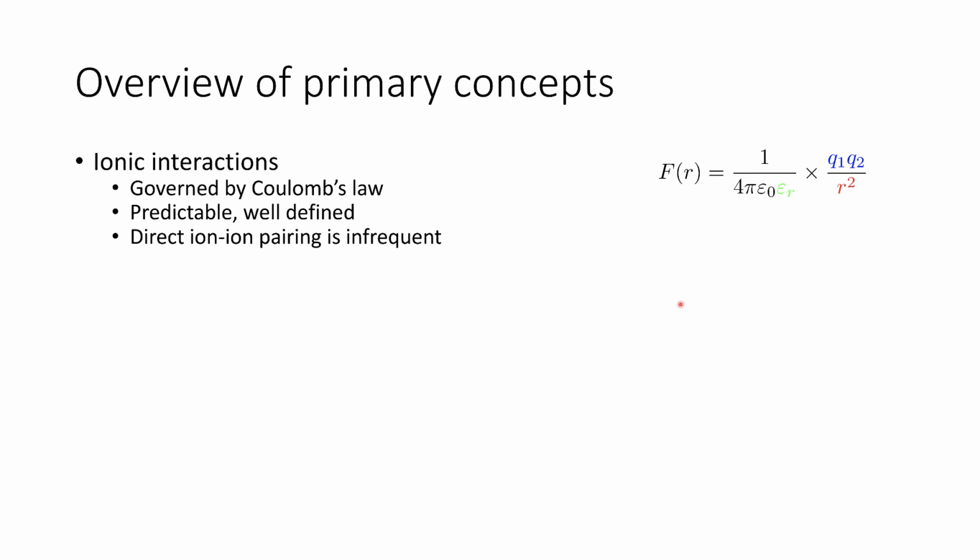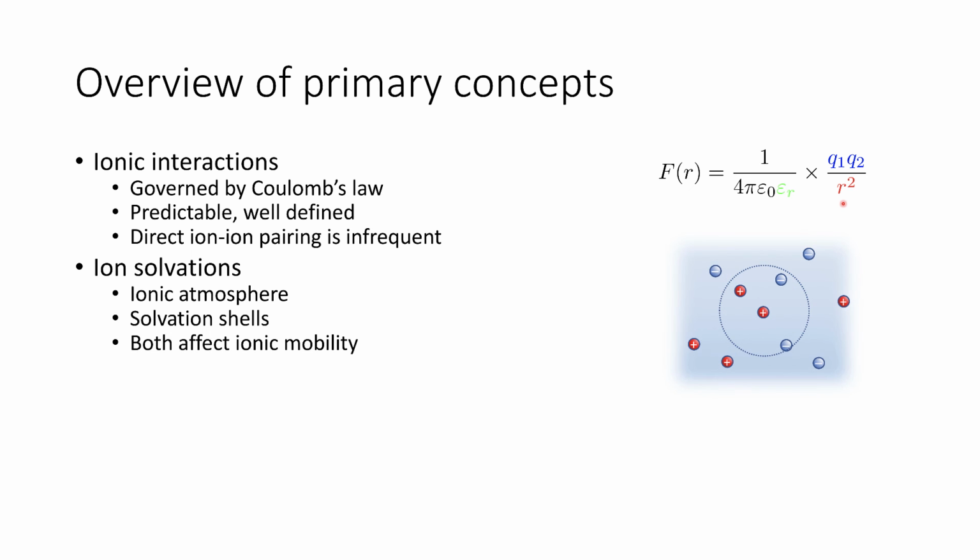So just to summarize the primary concepts that we've discussed here, ionic interactions are governed by Coulomb's law, they're predictable and they're well defined. And for ionic interactions in water, direct ion-ion pairing is very infrequent. We need to consider the importance of ionic solvation. So when we're thinking about an ionic atmosphere where we have an equal and opposite charge around it, we also have solvent molecules tied up in solvation shells around it, and both of these affect ionic mobility. They affect the ability for it to feel the electric field outside the atmosphere, and the mass that we move with the solvation shells is increased, which also affects the mobility.